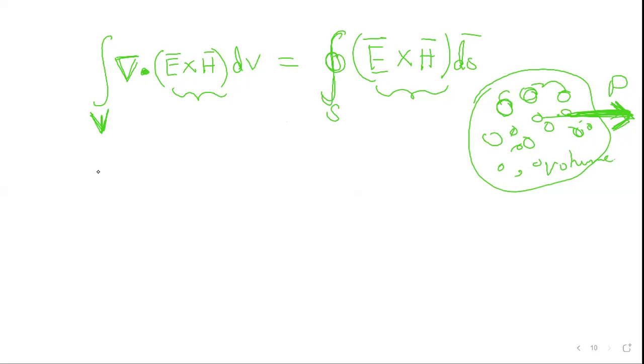So in the derivation which is shared with you on Moodle, this particular left-hand side, the volume integral, is worked out, and you get this. You don't have to derive this for the exam. You have to only understand the significance. So write this thing down.